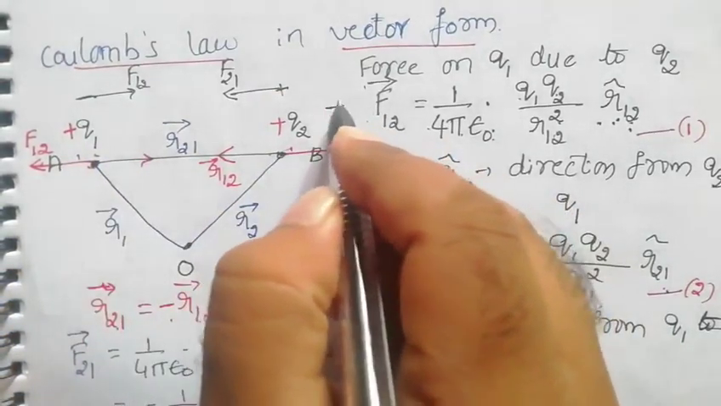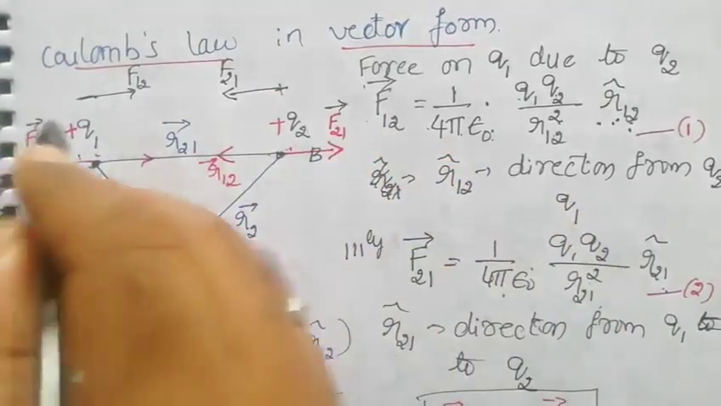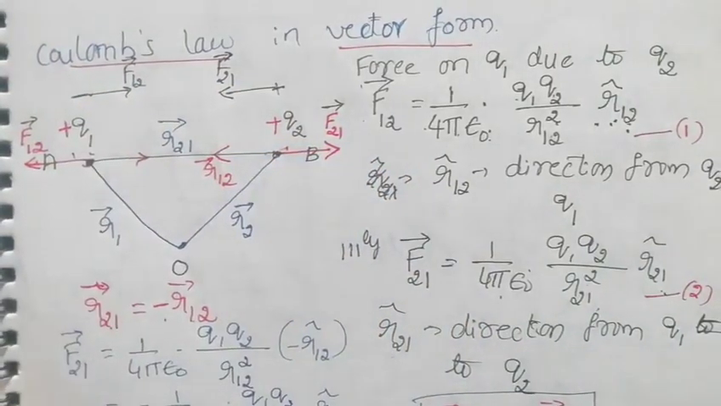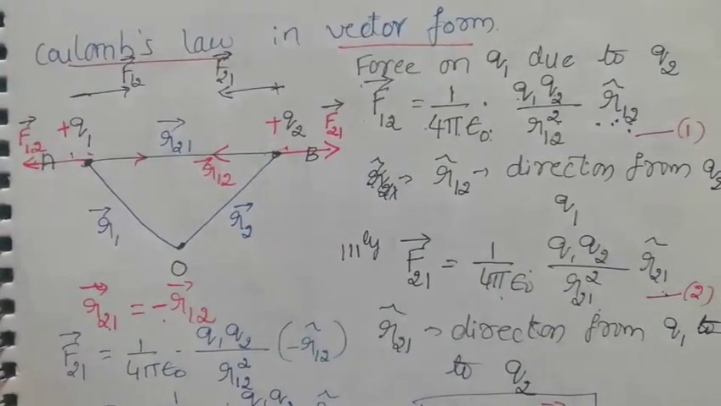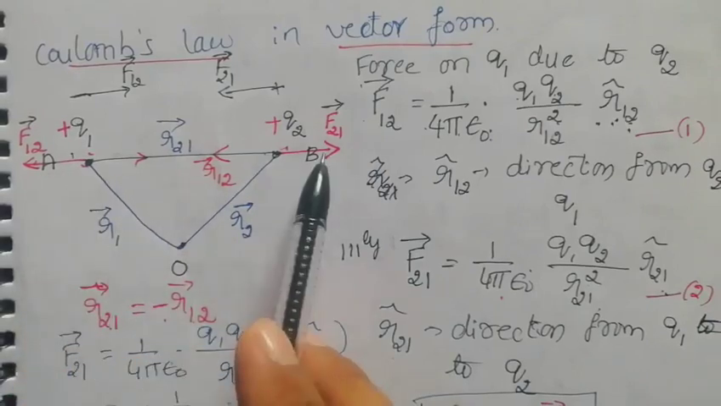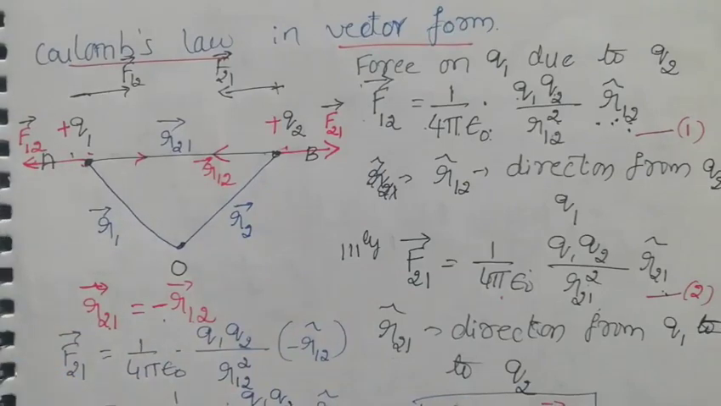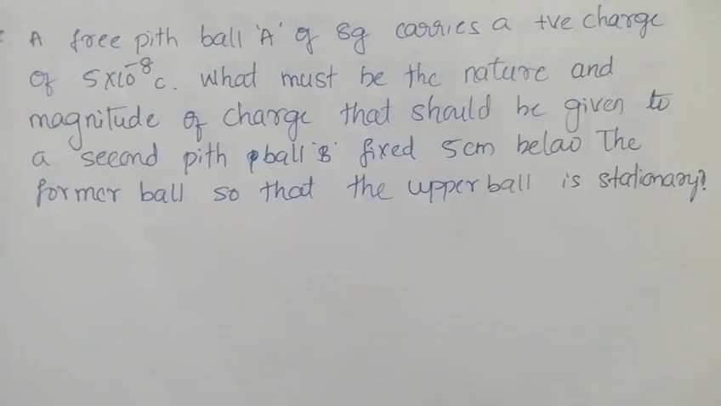Since we are indicating vector notation, an arrow mark should be written. So this is the force direction for the force applied on different charges due to another charge. From this diagram you can also conclude that the forces are equal and opposite in nature. Yes or no? Now, look at the numerical.